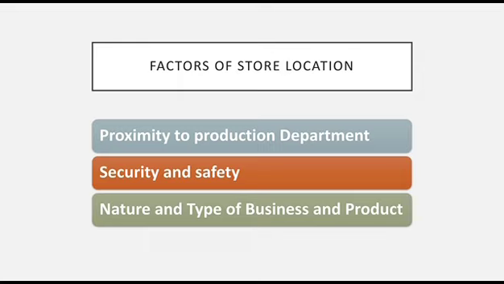Second point is security and safety. Security and safety are the most important factors of location of a store. While locating a store's place, safety factors should also be kept in mind. For example, petrol, gas, acid, salt, calcium chloride and other chemical goods may be kept at separate safe places.